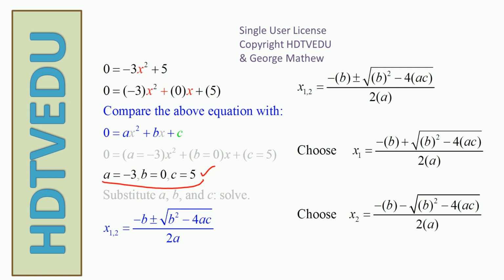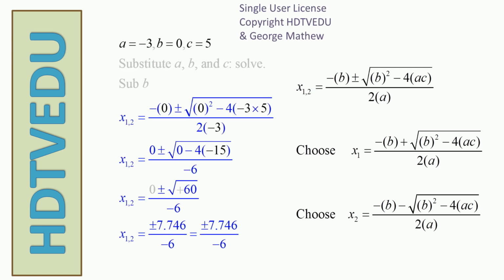Now you substitute for a, b, and c. Do not forget, a, b, and c can be positive or negative. What is not possible is a going to 0. You can have b go to 0, you can have c go to 0, but you cannot have a go to 0. So substitute what we know. We have a equal to negative 3, b equal to 0, c equal to 5.